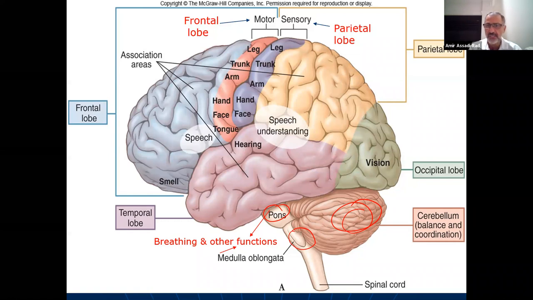The functions: cerebellum is balance and coordination, occipital lobe is for vision, parietal lobe is the sensory portion, and the other portion is motor, and they broke it down for you. Frontal lobe, did I label this? Oh yes, the frontal lobe is also responsible for your motor function. Okay, so that's another thing.